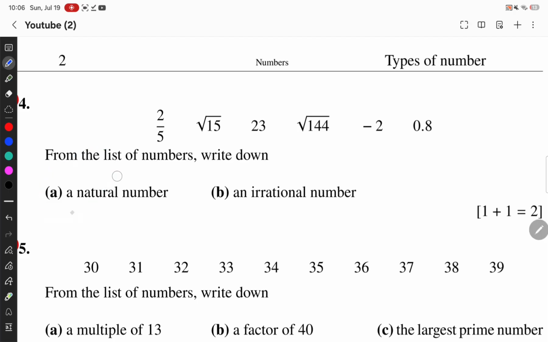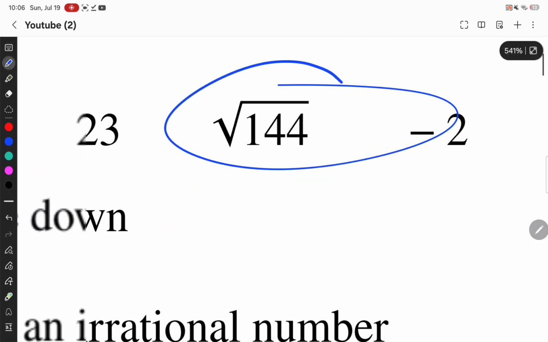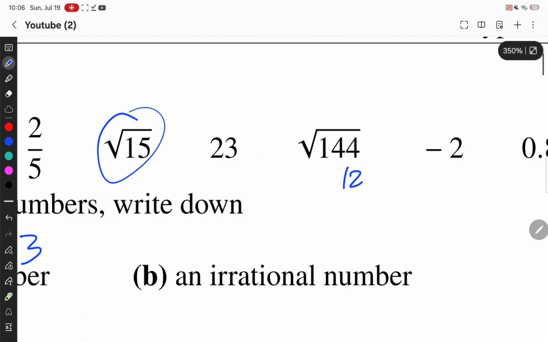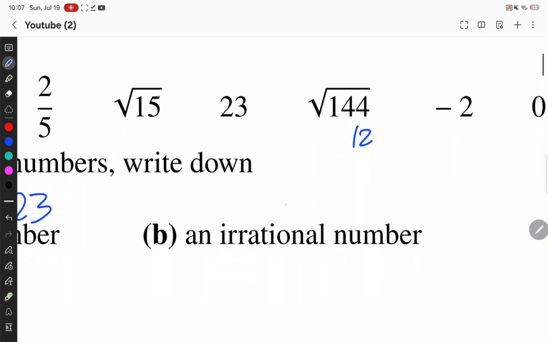A natural number. What is a natural number? That is an integer, and it is positive. It cannot be 0 as well. So it is 23. An irrational number. Now, you know this is rational, this is rational, this is rational. This can be evaluated: this is 144, a perfect square, the square of 12. So this is 12 in disguise. What is this? This is not a perfect square, so it is an irrational number.